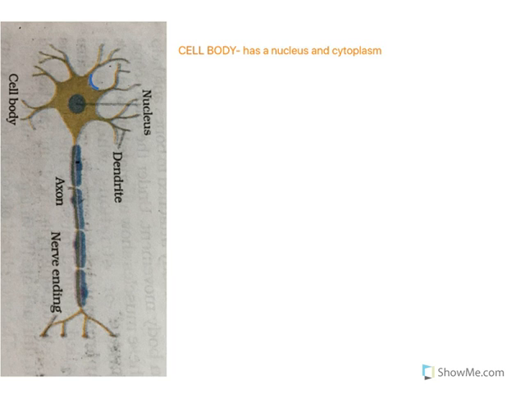The neuron is made up of the cell body. This is called the cell body of the neuron. And this cell body has a nucleus and cytoplasm. Like you can see here, there's a nucleus here, and all this is the cytoplasm. So that makes up the cell body of the neuron.